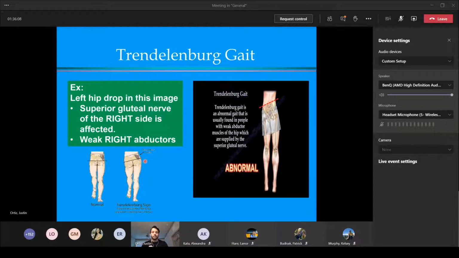Right? Also tensor fascia lata, but that's not the one we're talking about too much here. So you're going to have weak abductors on the right side. That's important to note because it's going to be a contralateral diagnosis, which means a diagnosis on the opposite side, right?